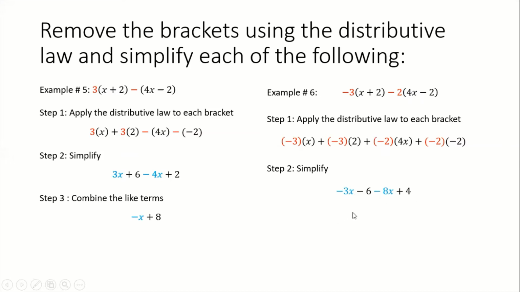So at this stage now, what we're going to do is to combine the like terms. So as you can see here, the like terms are minus 3x, minus 8x. So one set of like terms, and the others are constant, which is minus 6 and plus 4. So when we combine these like terms, minus 3x minus 8x will give us minus 11x. And minus 6 plus 4 will give us minus 2. So our final answer here will be minus 11x minus 2.